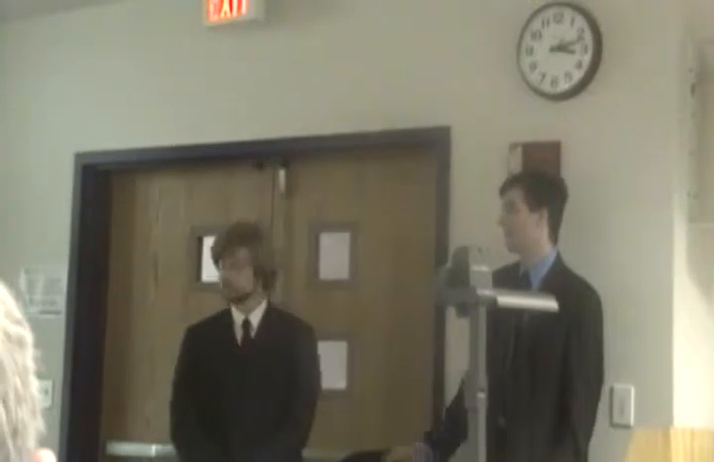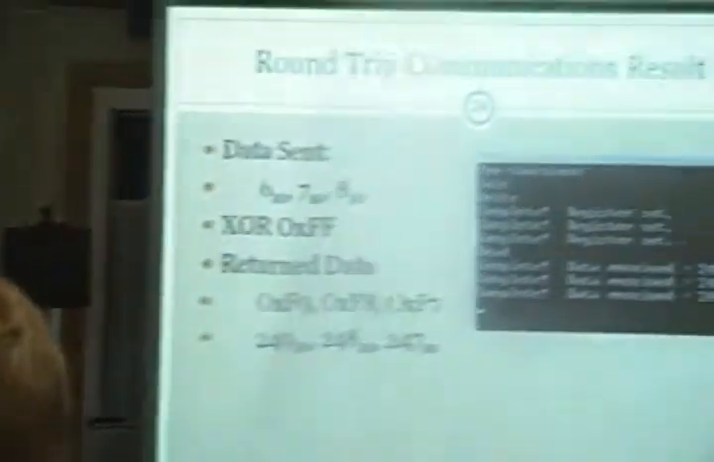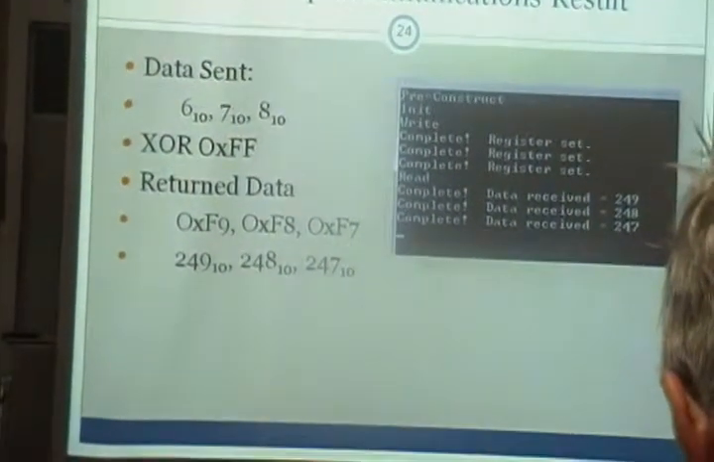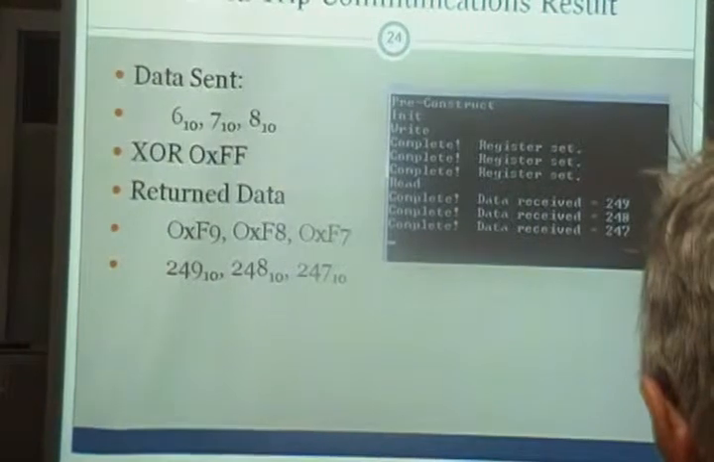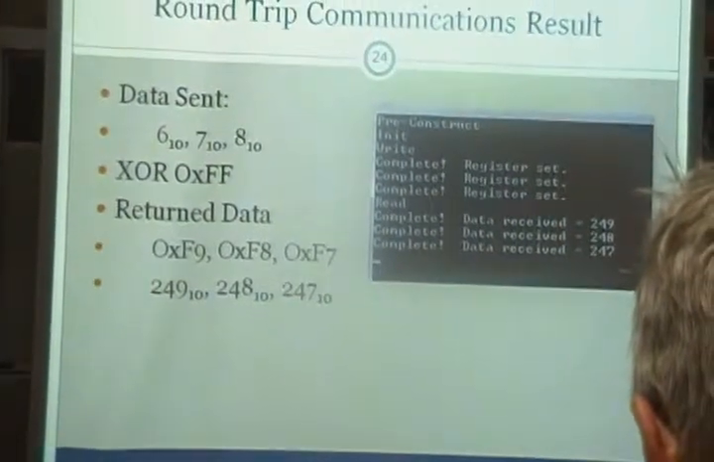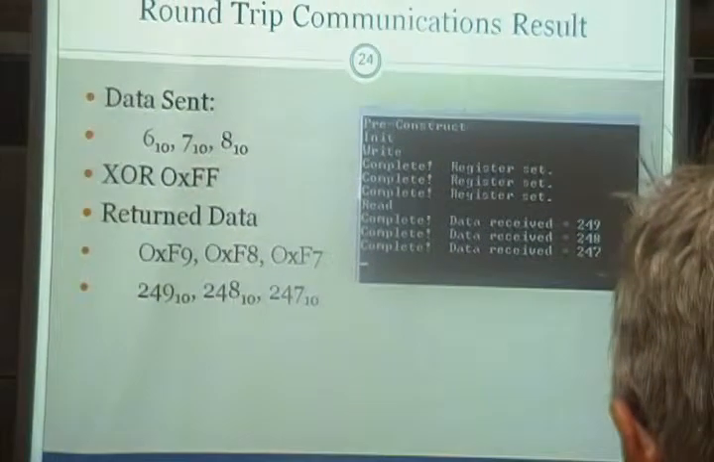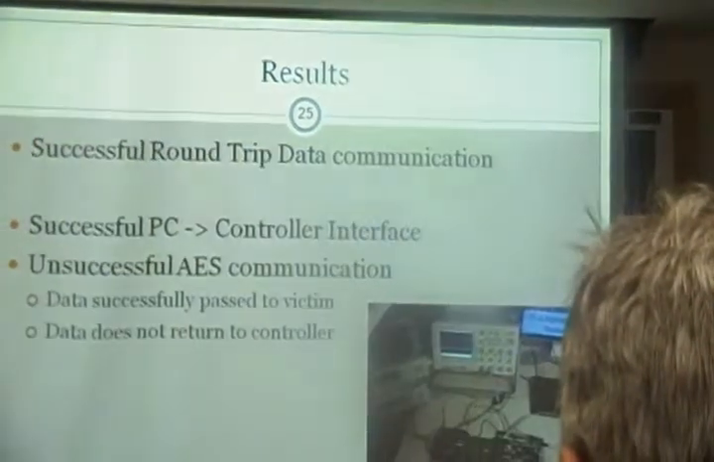The actual result was really simple. We just sent 6, 7, 8. It's really easy to see. Since it was inverted in signed integer notation, that will get us 249, 248, 247. And that's just in the console of Visual Studio, the output.